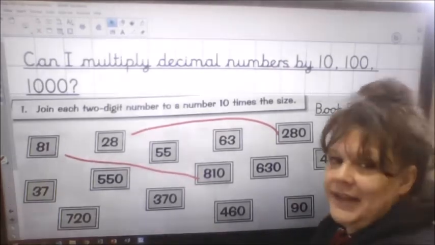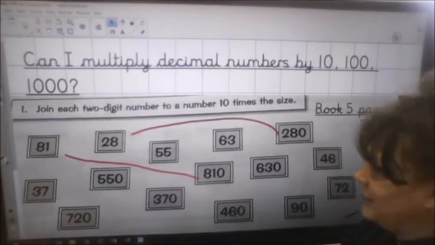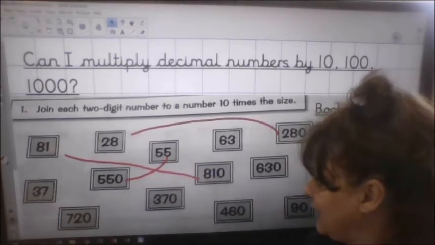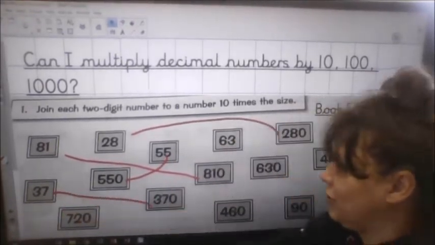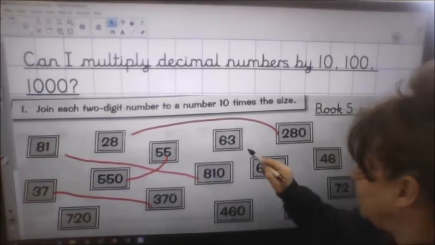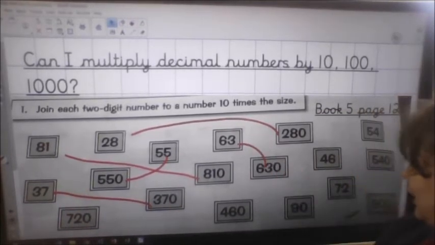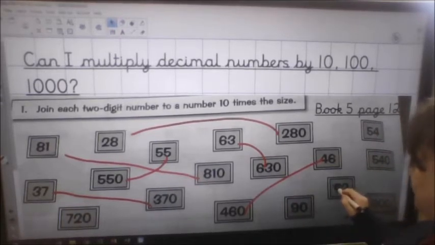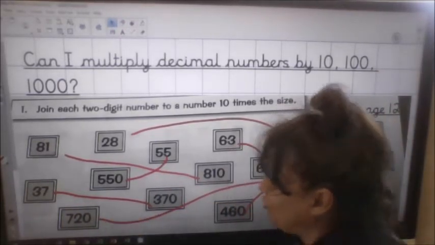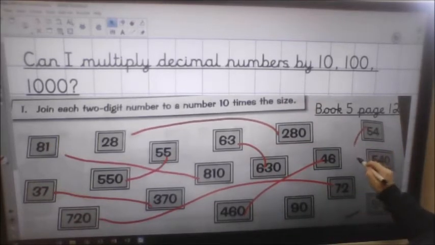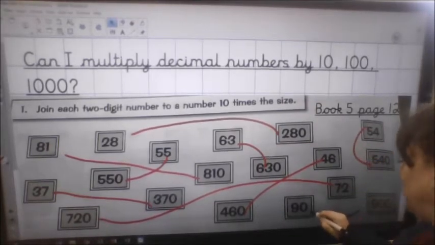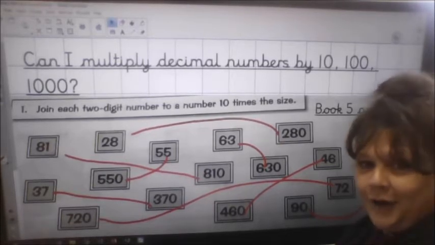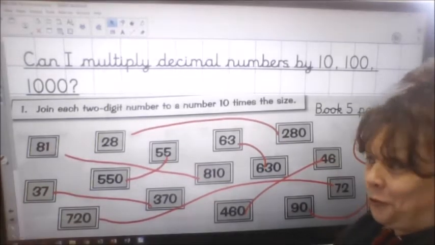Right, so these numbers are 10 times bigger. Let's have a little look then. So 55 becomes 550. 37 becomes 370. 63, 630, 46, 460, 72 becomes 720, 54, 540, and 90 becomes 900. Hopefully you spotted them all.